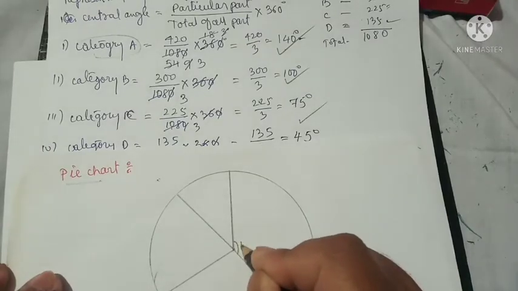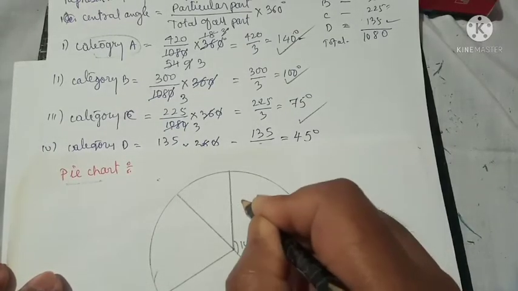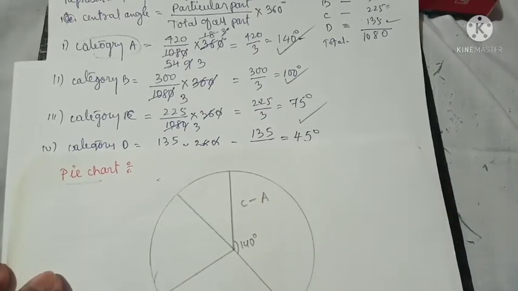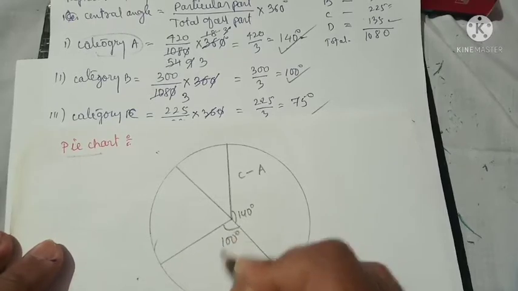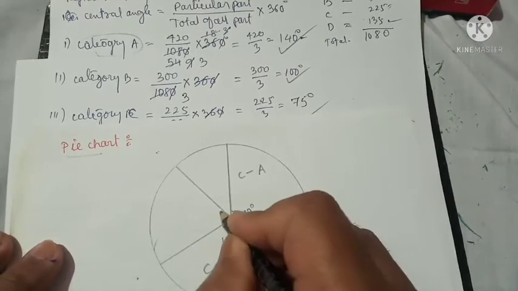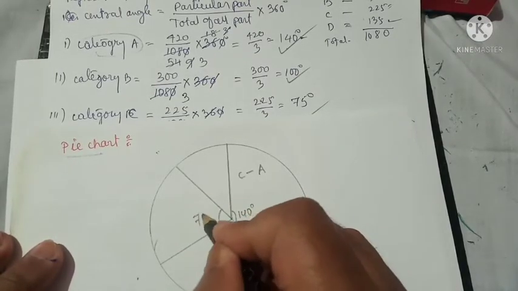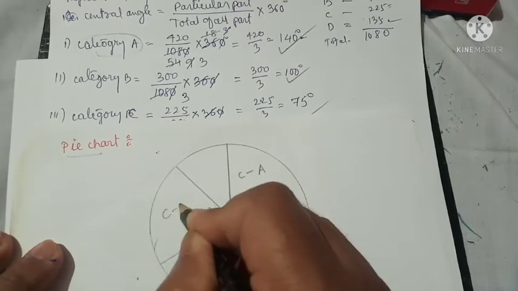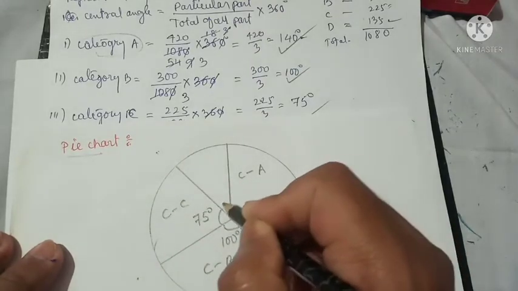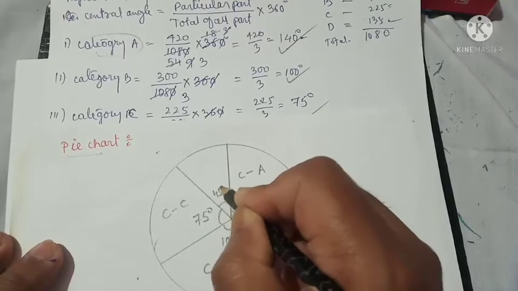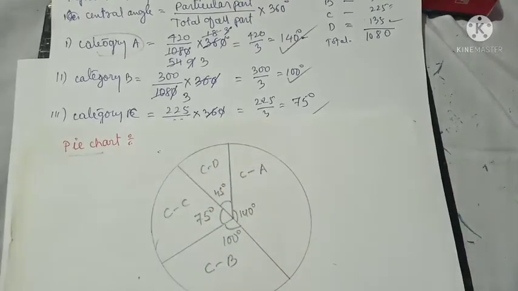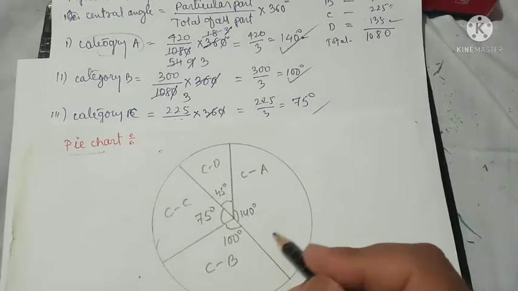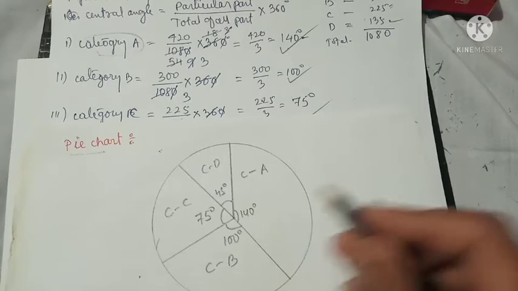This one is 140 degree. This is the portion for category A. This is 100 degree for category B. This is 75 degree for category C. This is 45 degree for category D. You can set these sectors by using different patterns also, no problem.